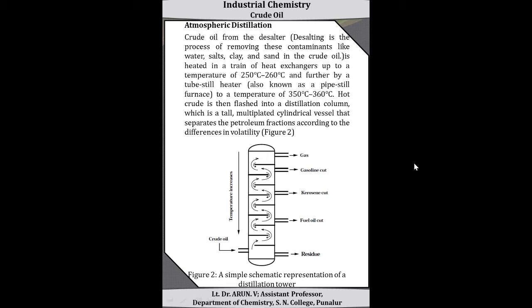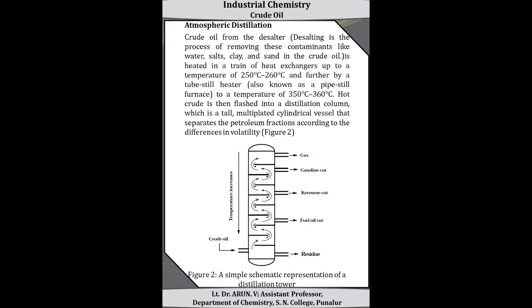Now we are going to the atmospheric distillation of crude oil. Crude oil comes from the desalter. Desalting is the process of removing contaminants like water, salt, clay and sand in the crude oil. The crude oil from the desalter is heated in a train of heat exchangers up to a temperature of 250 to 260 degrees, and then further by a tube still heater, also known as a pipe still furnace, to a temperature of 350 to 360 degrees.